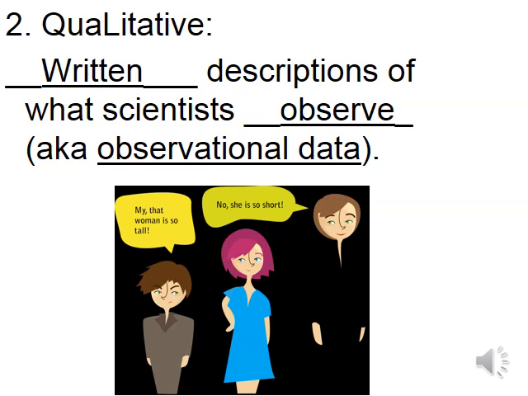The second type is qualitative. It has an L in it, L for letters. So these are written descriptions of what scientists observe. It's also called observational data.